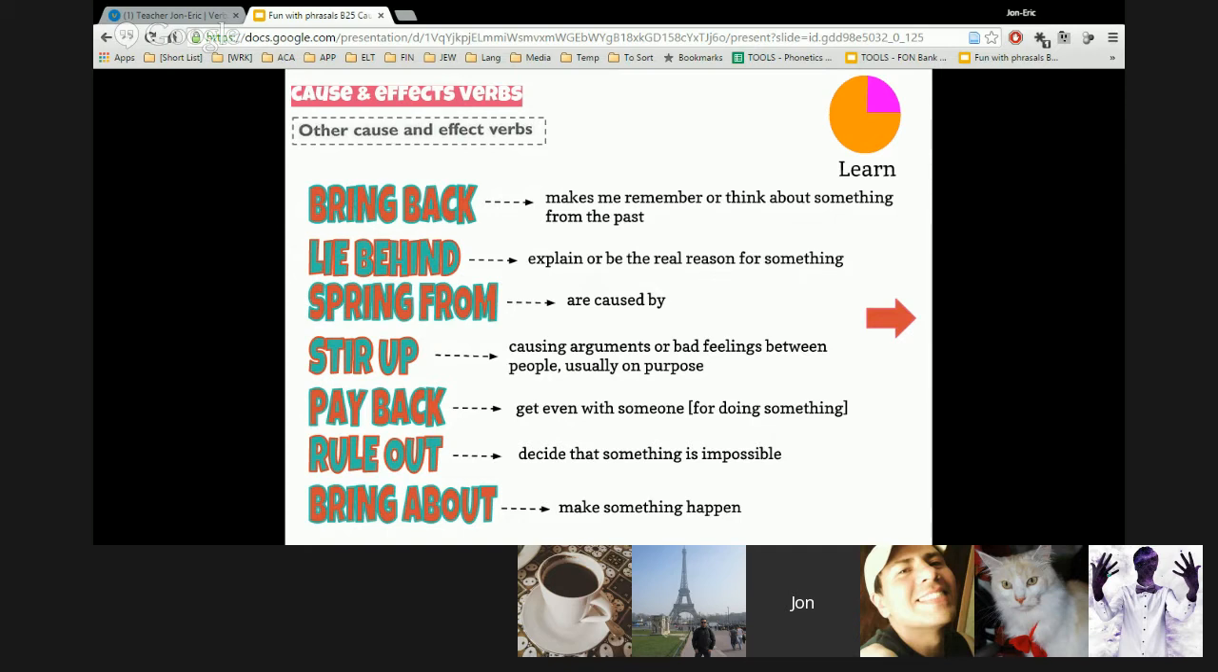Pay back: get even with someone for doing something. What does that mean, to get even with someone? Do you know? I think make someone equal with another person. Not exactly equal. Getting even is the same as revenge. To get even means revenge. So you're only going to get even with someone who did something wrong to you in the past.